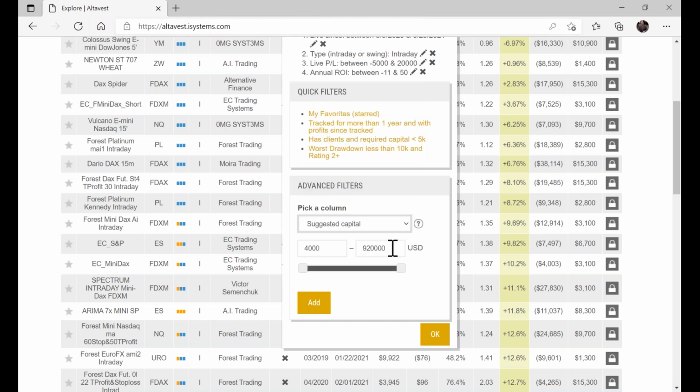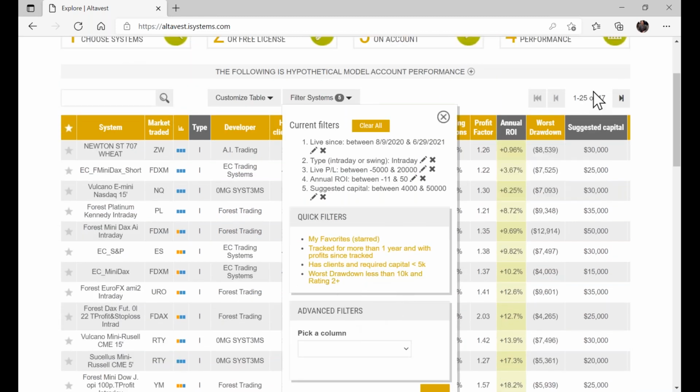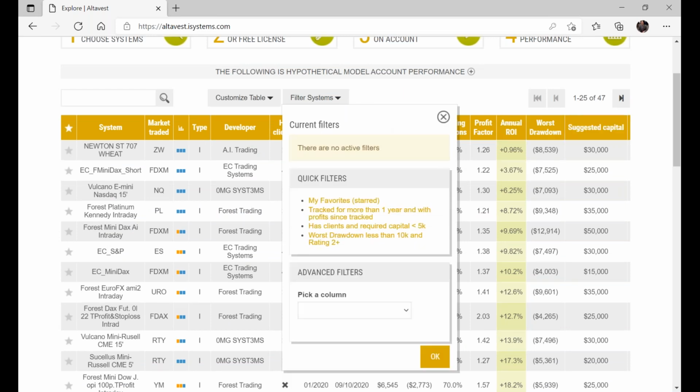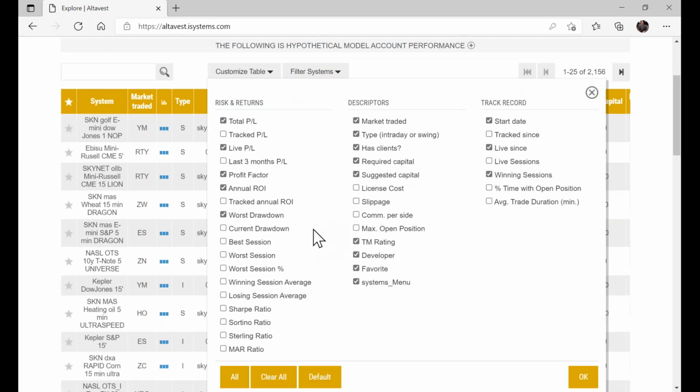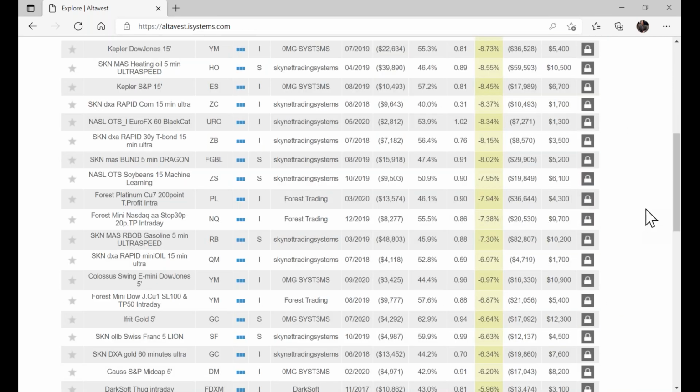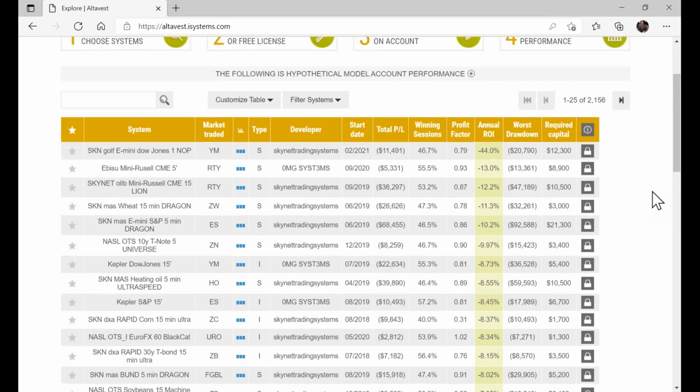Suggested capital, maybe up to 50,000 is one other. So now you have 47 systems that meet all these filters and criteria. And then of course you can clear them all, start all over again, and then we're back to square one, back to the default. So that is how powerful this tool is.